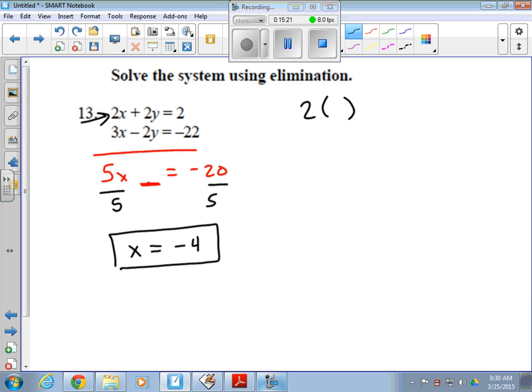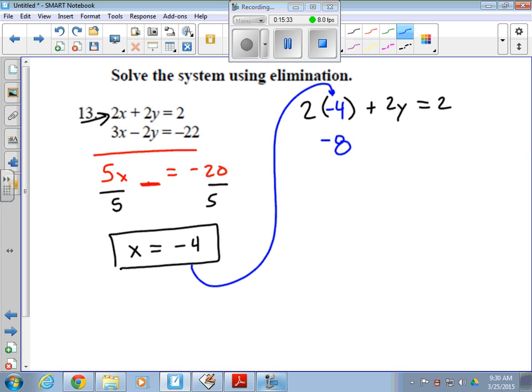2 times x plus 2y equals 2. Your new value for x is negative 4. So in place of x, negative 4. 2 times negative 4 is negative 8. Plus 2y equals 2. Undo with your order of operations backwards. Addition and subtraction is first. That's negative 8, which means minus 8. Undo it by adding 8. If you do it there, add it to the opposite side to balance it.